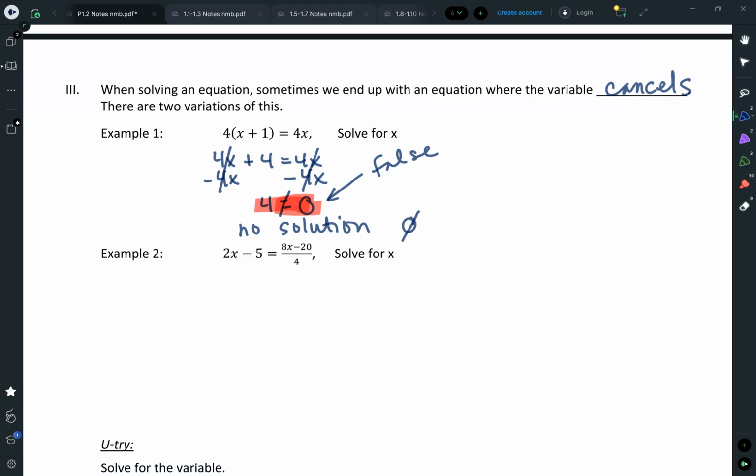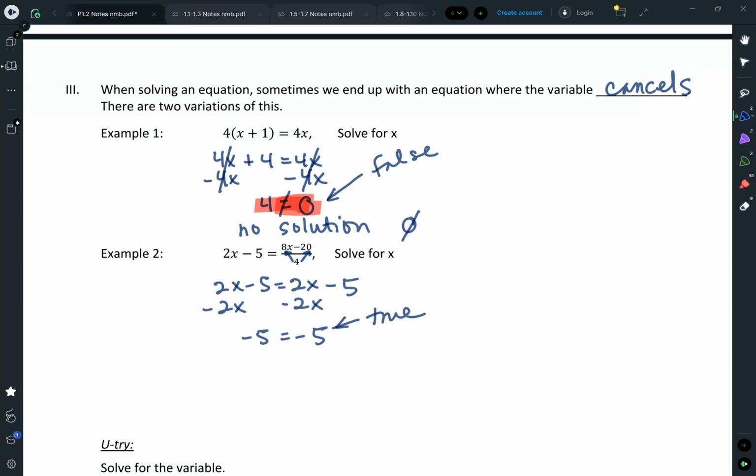The second one, I've got different options. I could divide the 4 out into both of these, or I could multiply both sides by 4. So we could either go the reducing the fraction route or the multiply by 4 route. I'm going to do the reduced fraction route, but both are perfectly correct. 8x divided by 4 is 2x. 20 divided by 4 is 5. And then I can see, oops, both sides are the same. If I subtract 2x on both sides, I'm left with negative 5 is equal to negative 5. And that is a true statement.